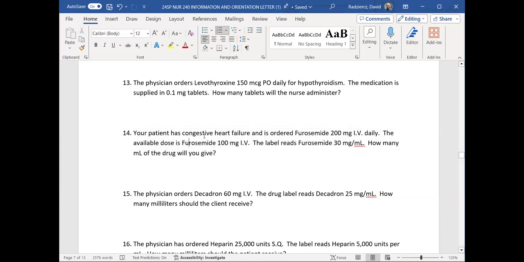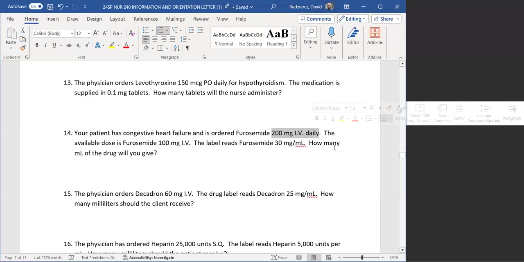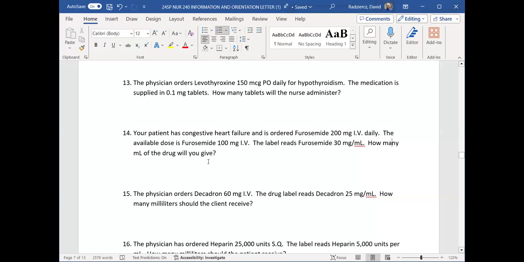All right. So the patient has congestive heart failure. They're ordered furosemide, 200 milligrams IV daily. So that's one piece of information that we need to know. The available dose is 100 milligrams IV. And then it says the label reads furosemide 30 milligrams per milliliter. So my question, which is rhetorical, is: what is the order and what is available? The order is 200 milligrams. The available is 30 milligrams per milliliter.